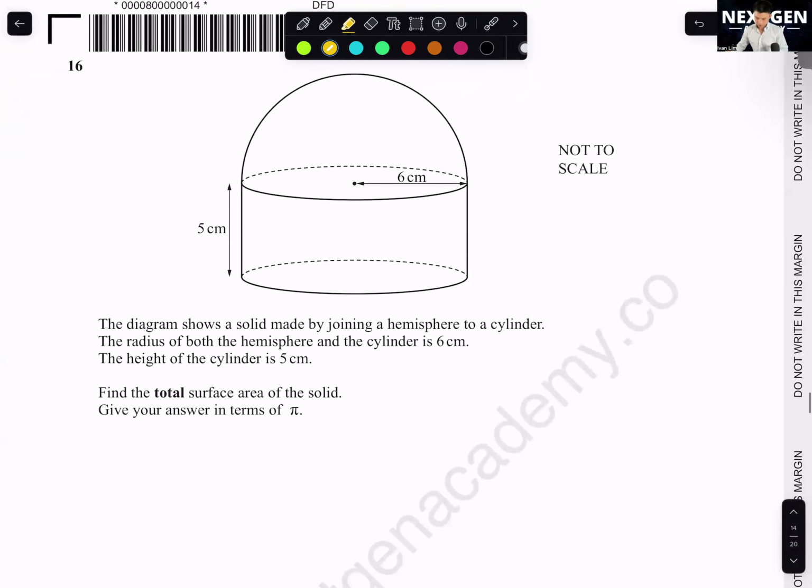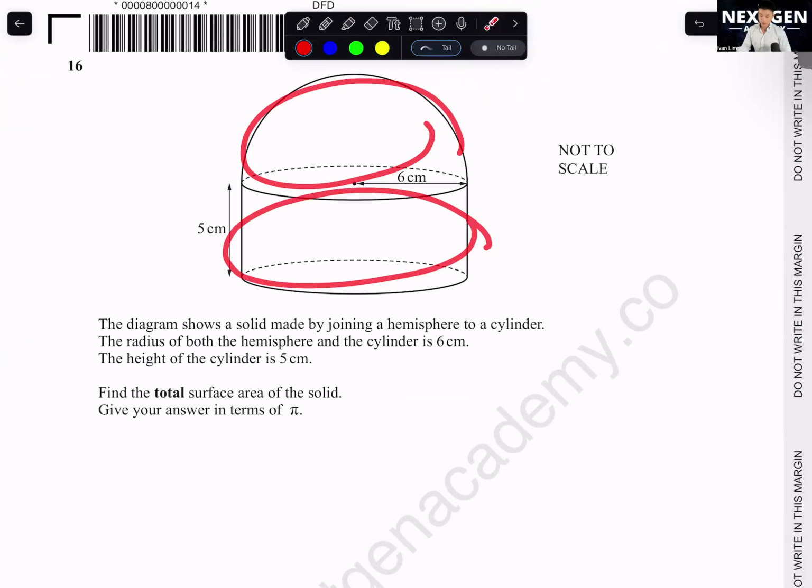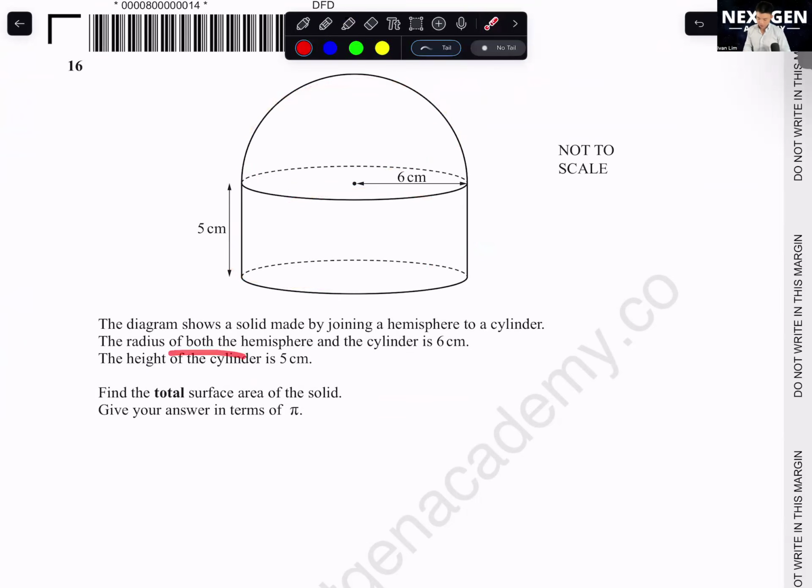Question number 16. The diagram shows a solid made by joining a hemisphere to a cylinder. Okay, hemisphere, cylinder. The radius for both of it is 6 cm. The height is 5. Total surface area.